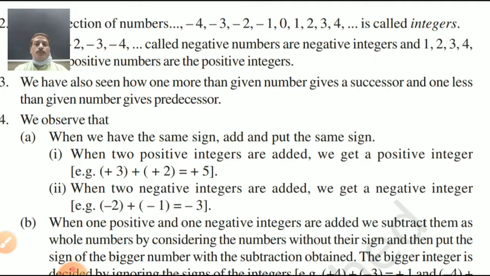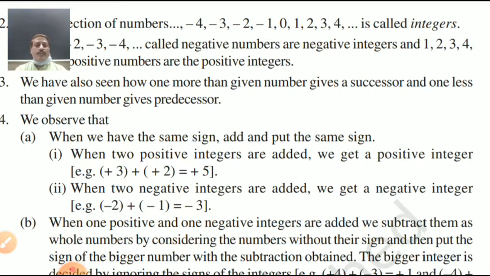When two positive integers are added, we get a positive integer: plus 3 plus 2 gives me plus 5. Can we write plus 5 or only 5? Yes, only 5, my dear student. Next, when two negative integers are added up, we get a negative integer: minus 2 plus minus 1. Both are minus, we add up to minus 3, but compulsory minus 3 we have to write, not only 3. Very good.